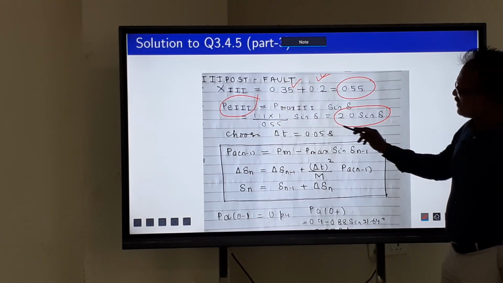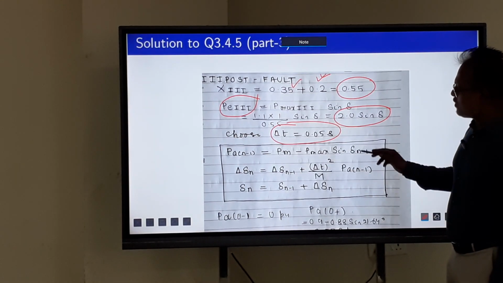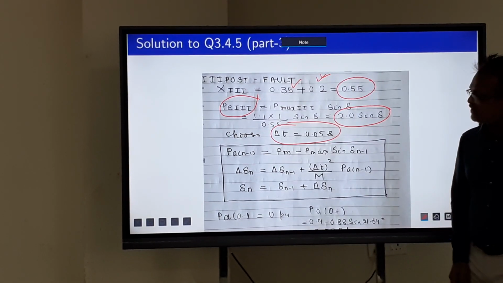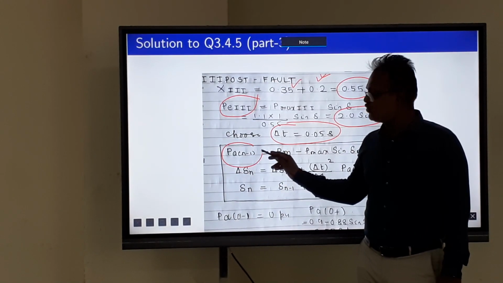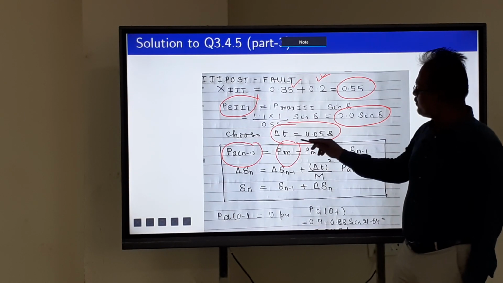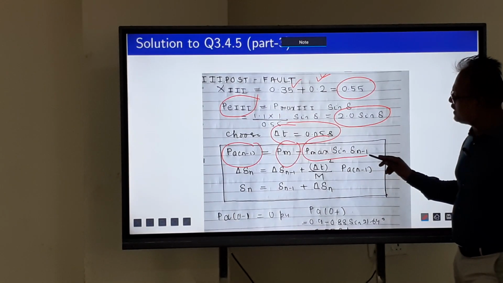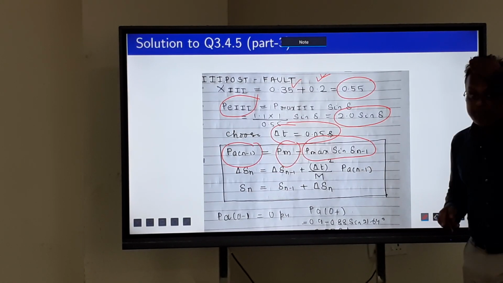And we have chosen the interval to be 0.05 seconds. From the swing equation, we discussed that we will take the accelerating power to be that of the previous interval. That is equal to the mechanical power input minus the electrical power output during the previous interval, delta n minus 1. What is delta n minus 1?